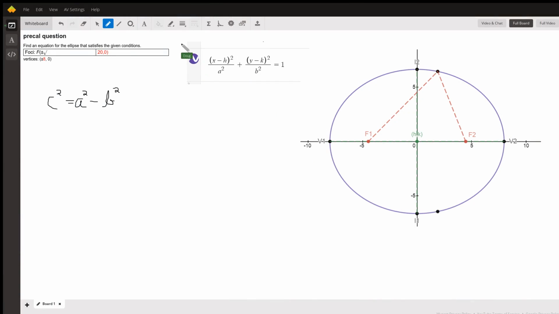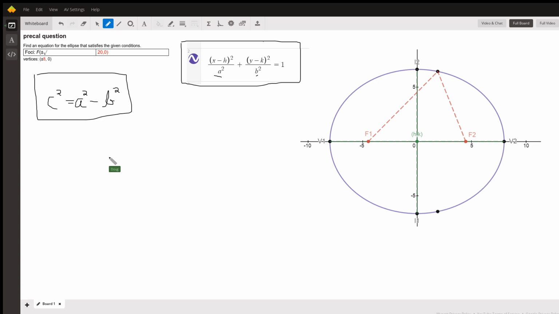So here's the formula for the standard equation of an ellipse centered at (h, k) with major axis along the x-axis. We're assuming a is greater than b. And here's a graph of the ellipse. c, when we're dealing with ellipses, represents the coordinates of the foci.